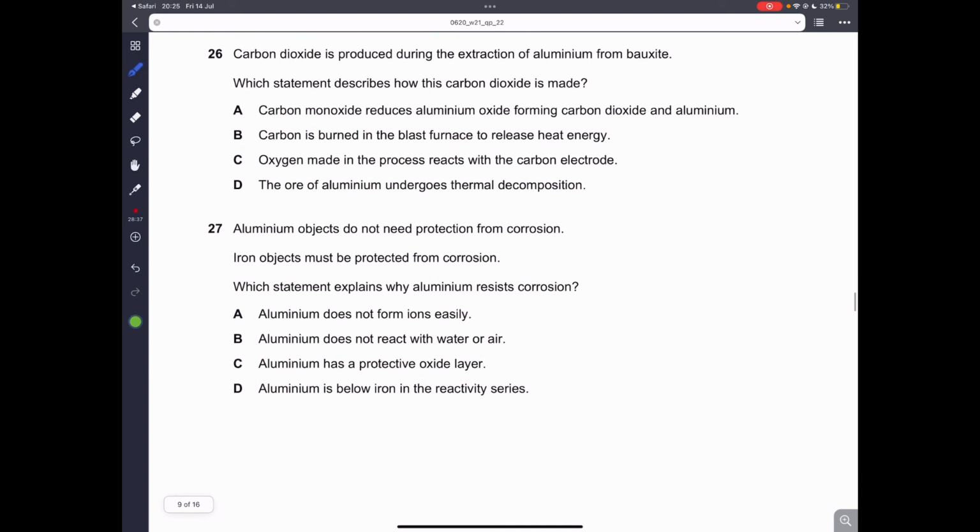Question number 26. Carbon dioxide is produced during the extraction of aluminum from bauxite. Which statement explains how carbon dioxide is made? Okay. Carbon dioxide is produced by the electrolysis. In electrolysis, because the oxygen is going to be produced at the anode, this oxygen is going to react with the carbon electrode, which is graphite. And therefore they're going to form carbon dioxide. So oxygen made in the process reacts with the carbon electrode, therefore C is the correct answer.